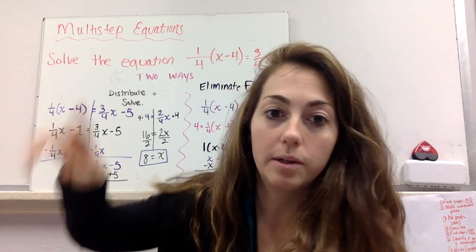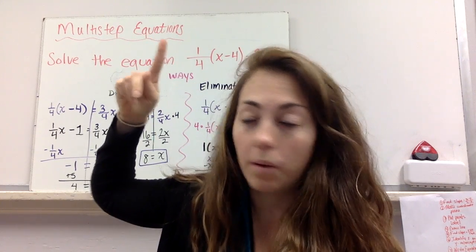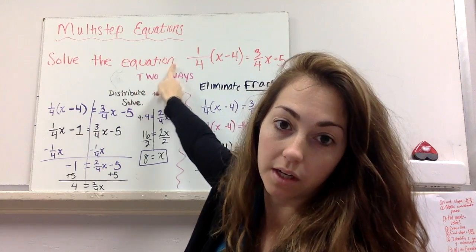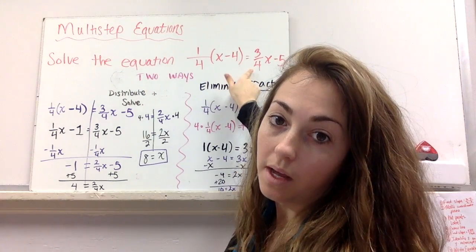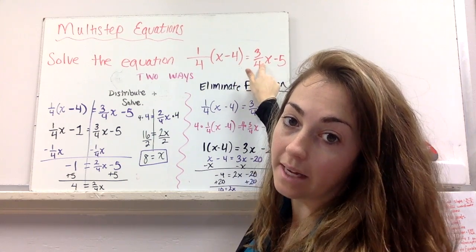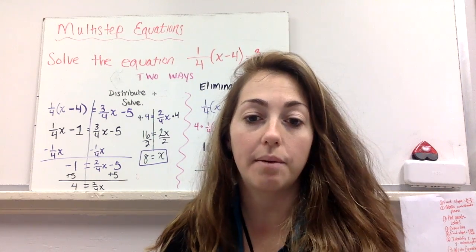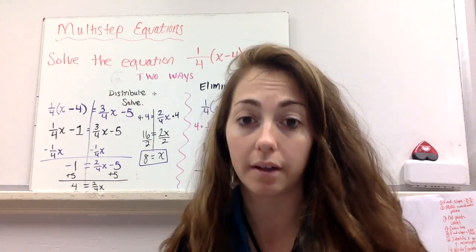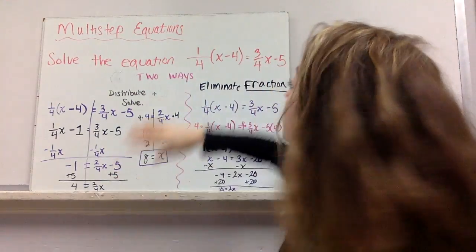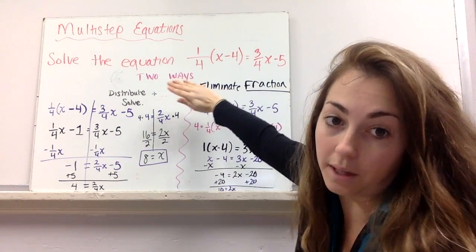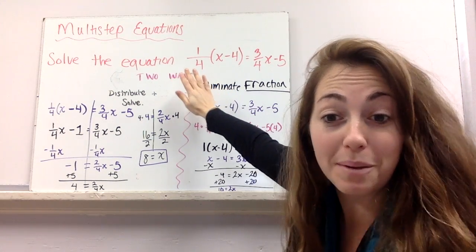Today we're going to talk about multi-step equations. We're going to solve the equation 1/4 times the quantity x minus 4 equals 3/4 x minus 5. I know that when we see fractions, we're immediately kind of terrified, so I'm going to show you two different ways to solve this problem and you'll get more comfortable with it eventually, or maybe you already are.